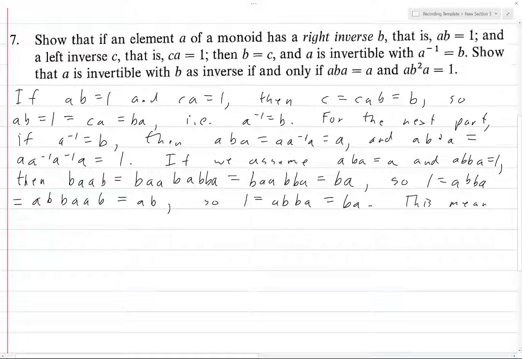So what does this mean? So we know AB equals 1 equals BA. And so A inverse exists and it equals B. And there we go. This completes the proof.